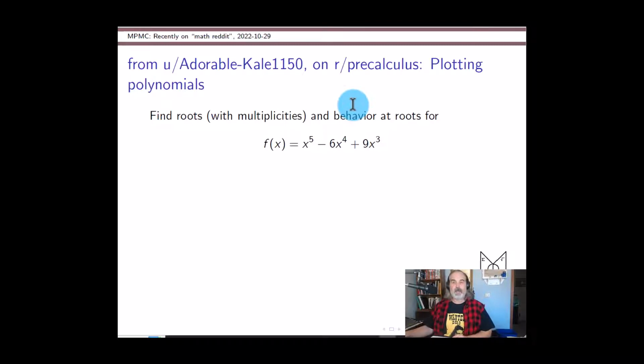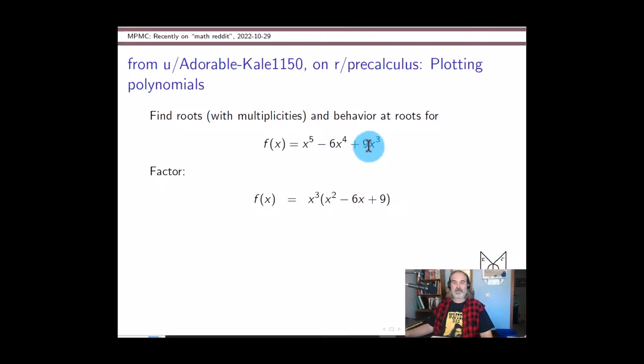So the first one came off of the pre-calculus subreddit, and the question was posed as: find the roots and give their multiplicities for this particular polynomial, and what's the behavior of the graph at the roots? Does the graph actually cross the x-axis, or does it just come down and touch the axis, or go up from underneath and touch the axis at those roots? So getting to the roots isn't bad.